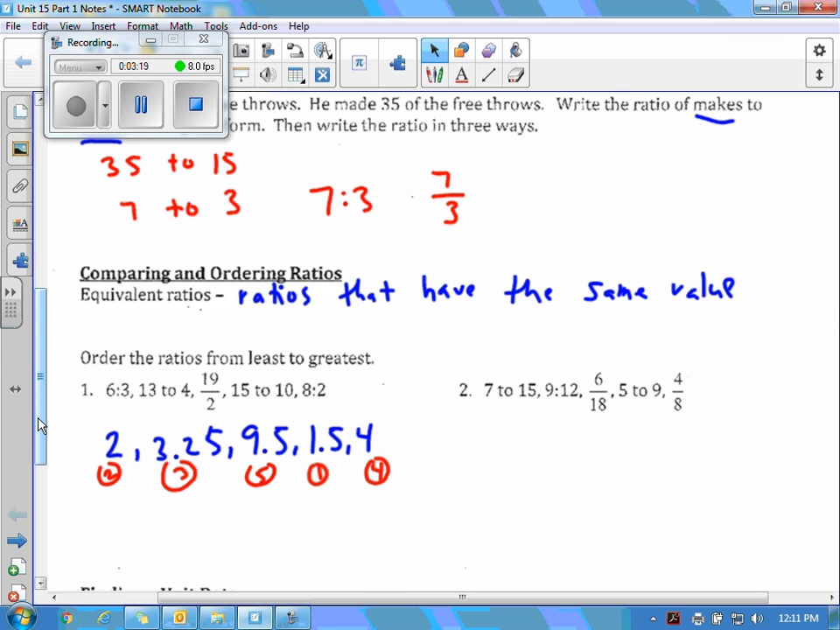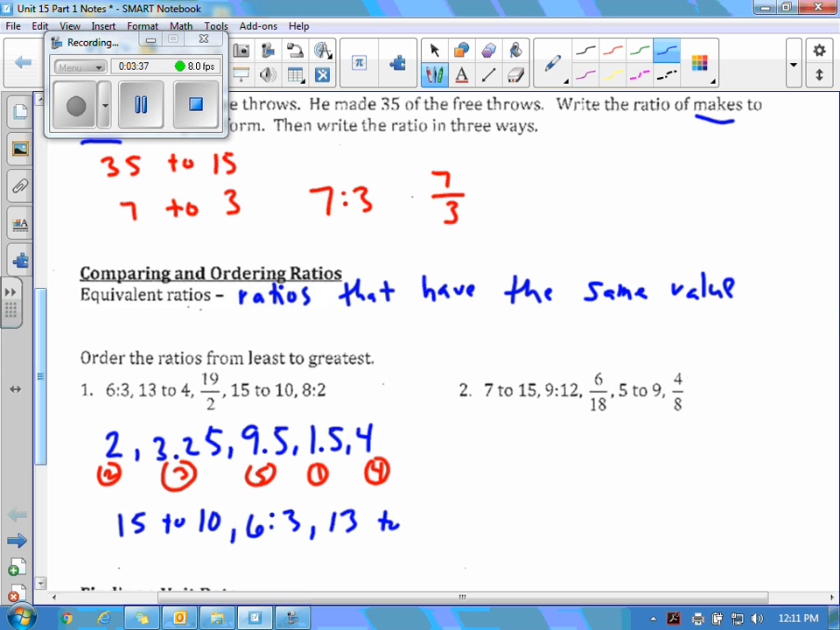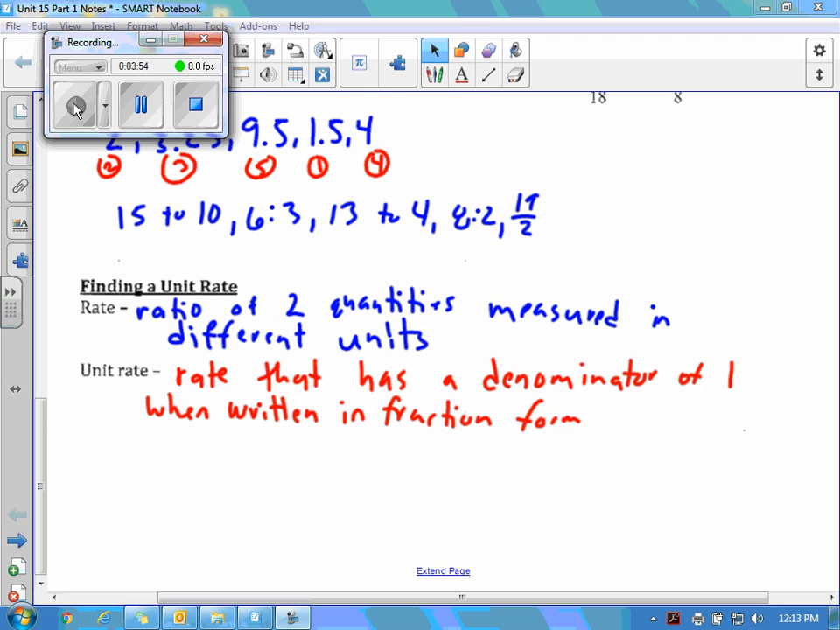So when I write them in order from least to greatest, I want to write their originals. So 1.5 was the least one, and the original was 15 to 10. Then I have 2, which was 6 to 3. Then I have 3.25, which was 13 to 4. Then I have 4, which was 8 to 2. And then the greatest one I have is 9.5, which was 19 to 2. So those are in order from least to greatest. I'll leave number 2 for you guys to do on your own.